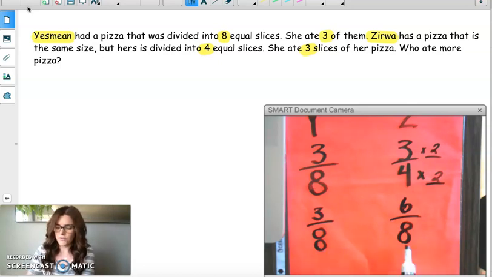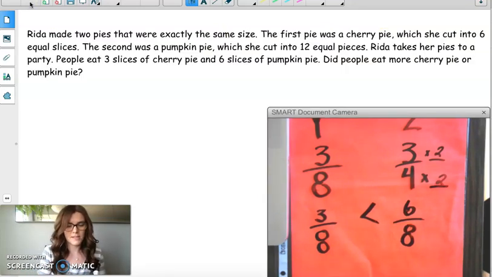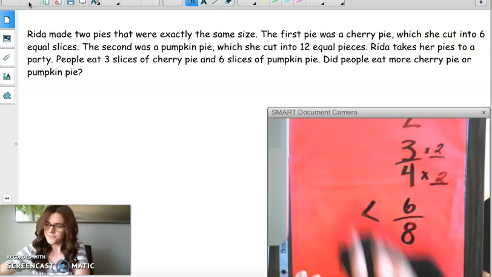And looking at our new fractions, the denominators are the same, we just have to look at the numerators. So Zurwa ate more pizza, okay? Let's go to our next one. Before we do that, we should erase our board.